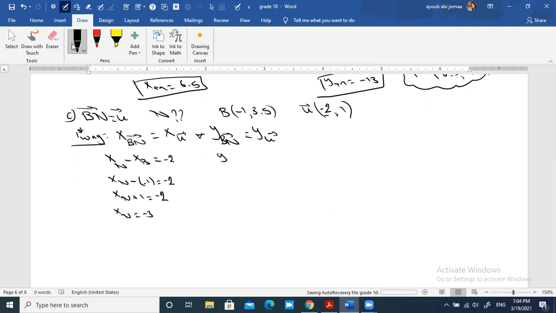What about y? The same thing. We put yN minus yB equal to 1, so yN minus 3.5 equals 1. Then we add, and it becomes 4.5. So what are the coordinates of point N? Minus 3, 4.5.